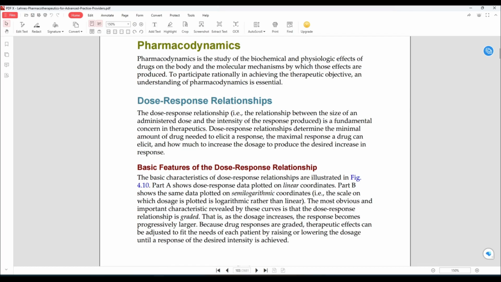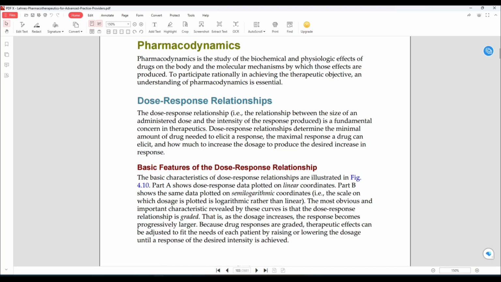Dose-response relationships. The dose-response relationship, i.e., the relationship between the size of the administered dose and the intensity of the response produced, is a fundamental concern in therapeutics. Dose-response relationships determine the minimal amount of drug needed to elicit a response, the maximal response a drug can elicit, and how much to increase the dosage to produce the desired increase in response.